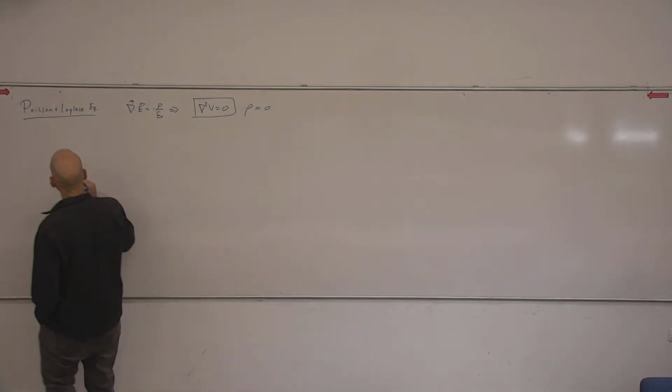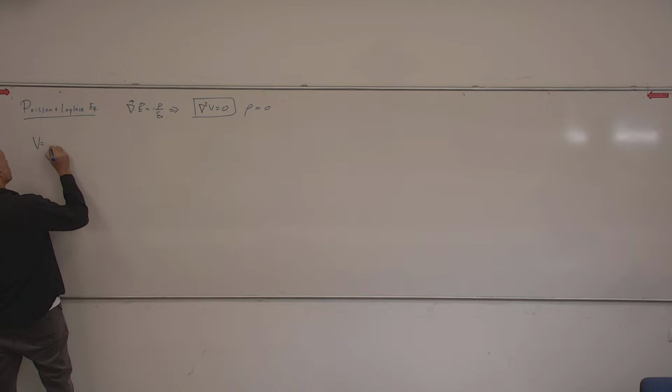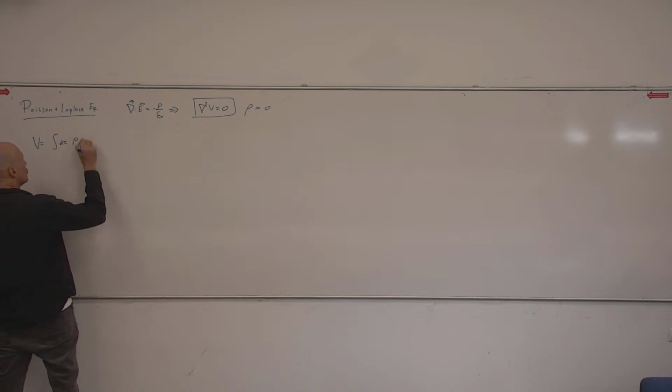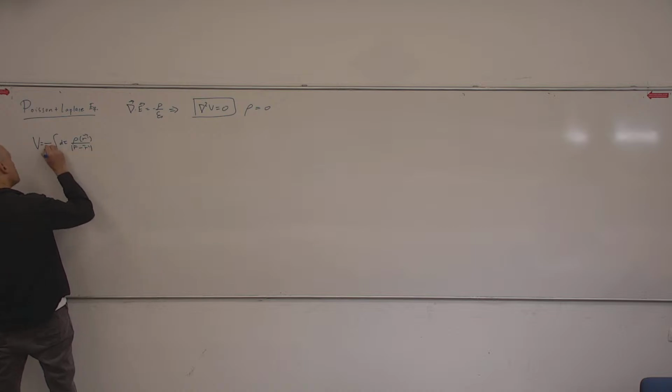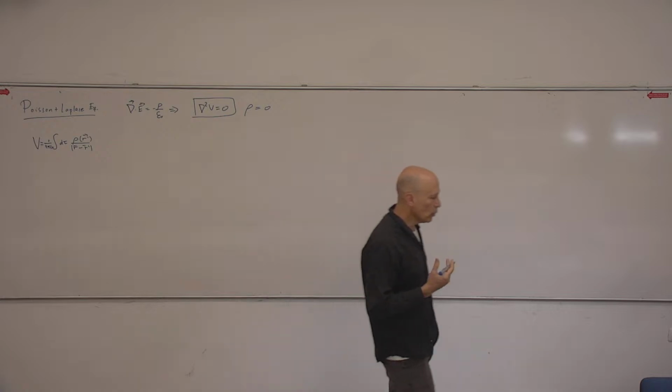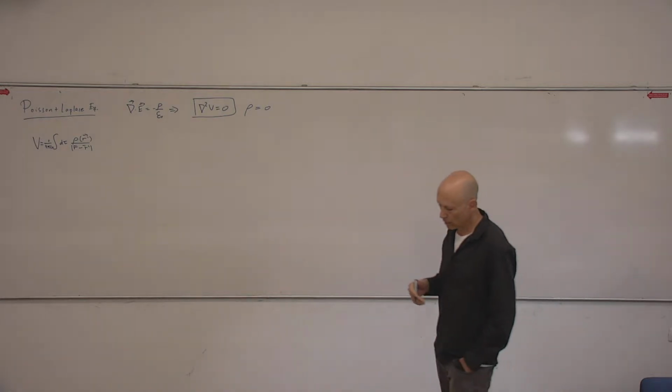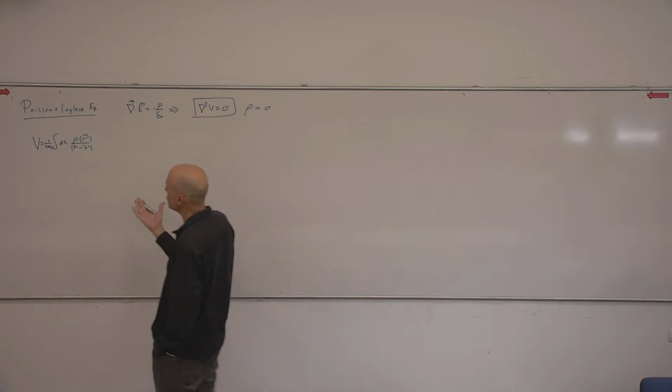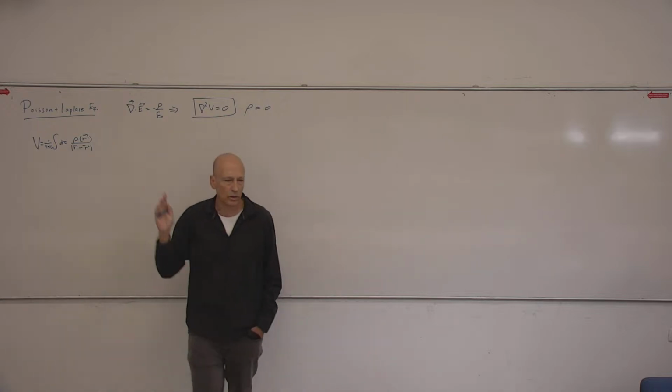Now the question is the following. We know that V in space in general is given by this expression, the integral d tau of rho of r prime over the distance between r and r prime, over 4 pi epsilon 0. So here is the solution. If we look at the Maxwell equations, everything is known. We know everything. So why is this not enough?